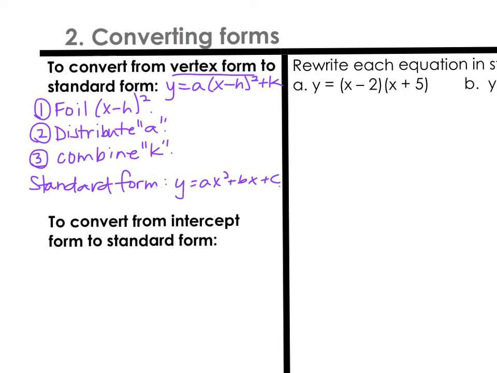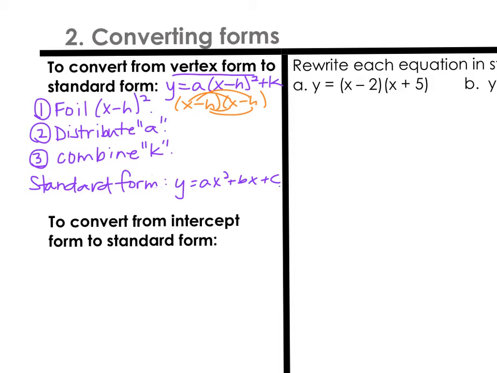With vertex form, remember the template is y equals a times x minus h squared plus k. To convert to standard form, the first thing you'd want to do is try to eliminate the parentheses. Since x minus h is being squared, what that technically means is you have to FOIL it. So write it out 2 times and multiply first, outside, inside, last, and then combine any like terms.